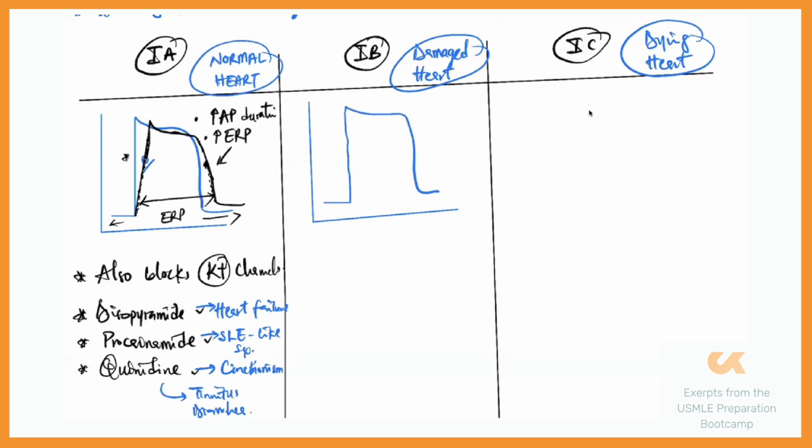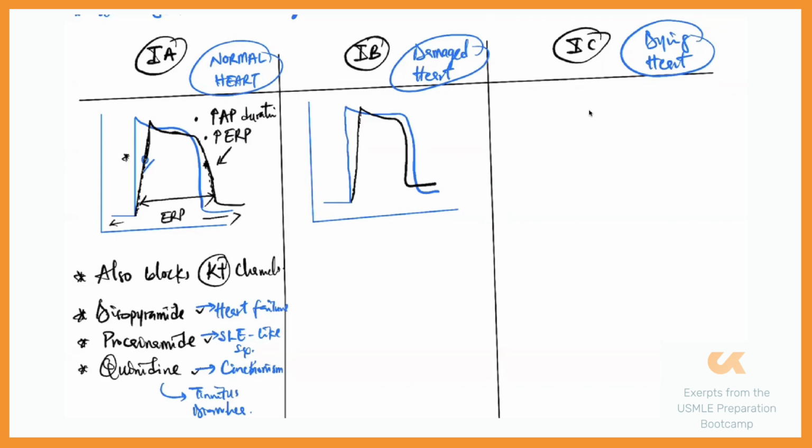Again, they are sodium channel blockers. So what do you expect to see? You expect to see a decrease in the slope of phase 0. But class 1B medications do not have potassium channel blocking effect like class 1A. So we have a graph that would look something like this.